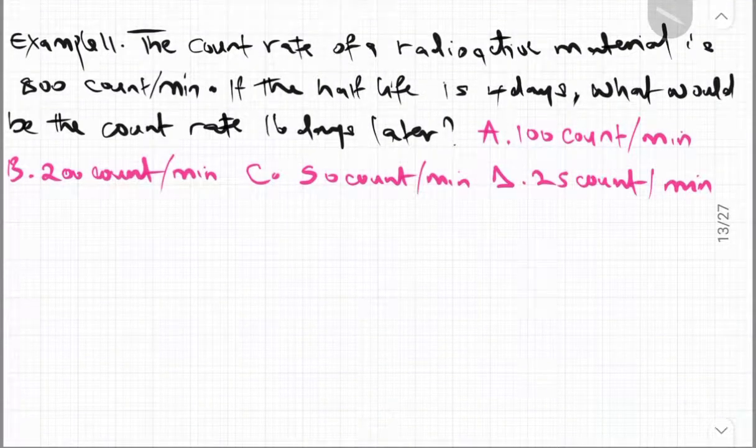So I think this should be the last question. Okay, this is actually the last question.